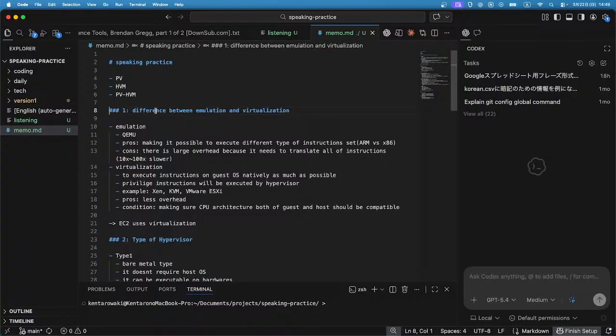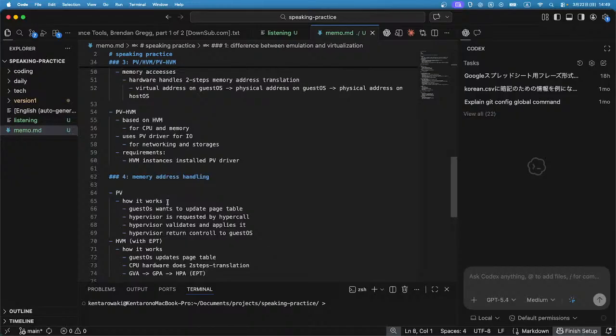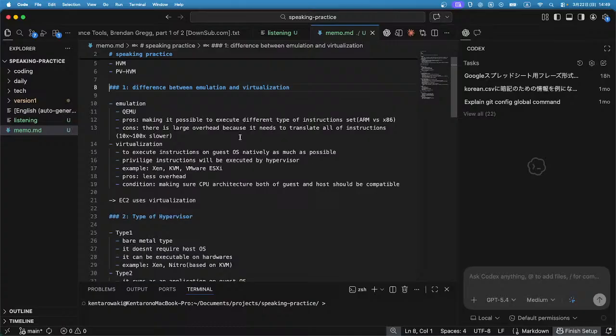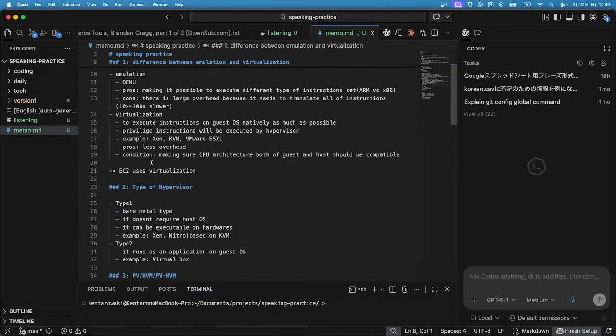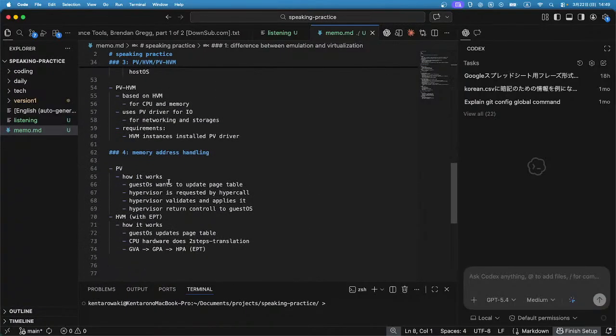Okay, I want to take a break. I learned about the foundation of virtualization. What is emulation, what is virtualization, the three types of virtualization model, types of hypervisor, and address translation.